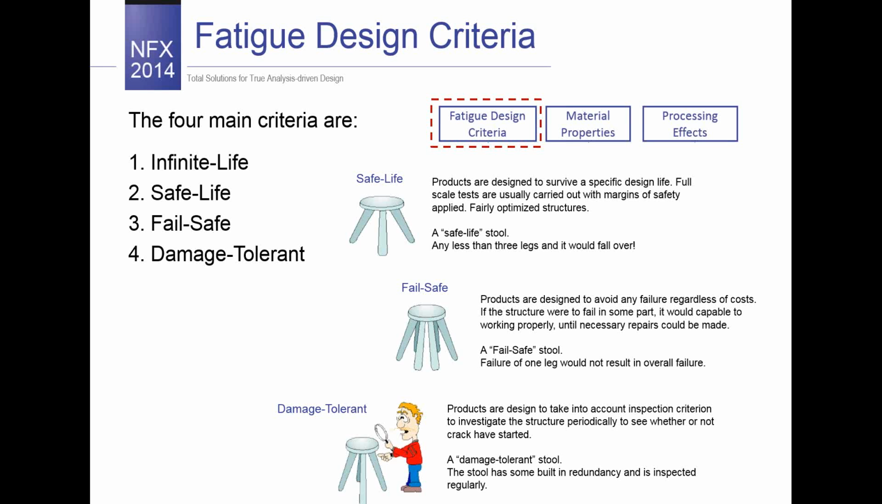Before attempting to carry out a fatigue calculation, or even choosing a way of doing this calculation, it's necessary to decide on the right design philosophy. So there are four main fatigue criteria: infinite life, this is the first one, safe life, fail-safe, and damage tolerant. The most used ones are the last three. But let's start from the infinite life. The other name for that is unlimited safety criterion.